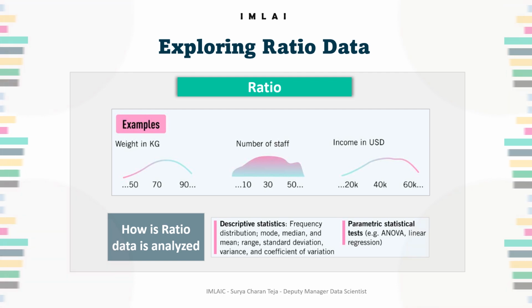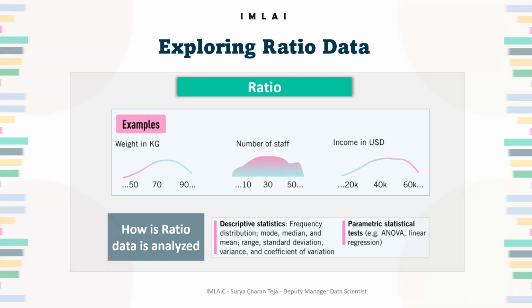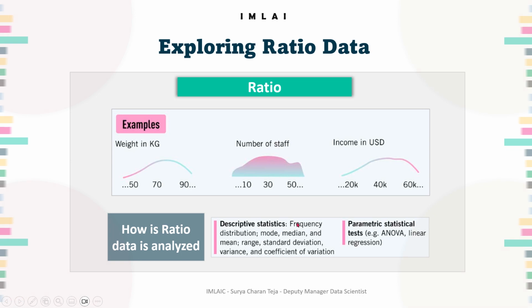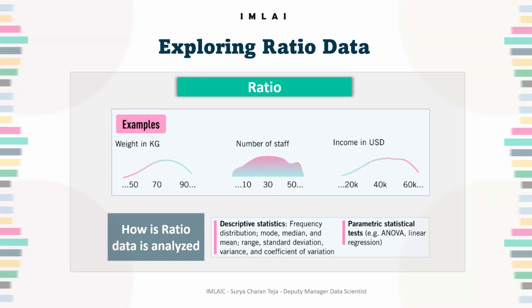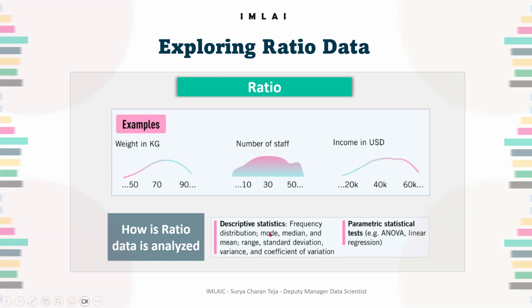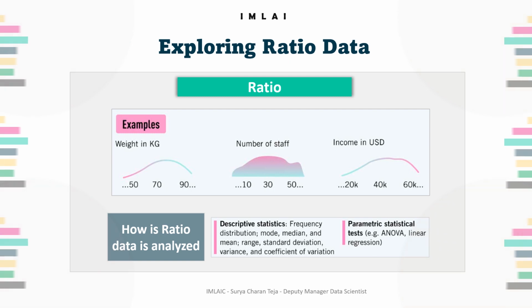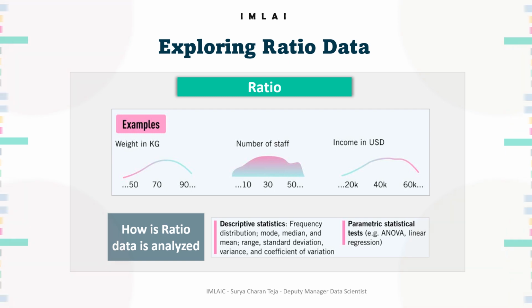The frequency distribution shows how frequently each value occurs within your data set. The frequency can be expressed as either a count or a percentage. Then we have the measure of central tendency, which consists of mode, median, and mean. The mode is the value that occurs most frequently in your data set, the median is the middle value, and the mean is the average of all values within your data set.